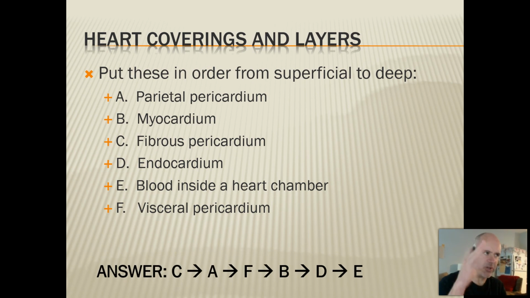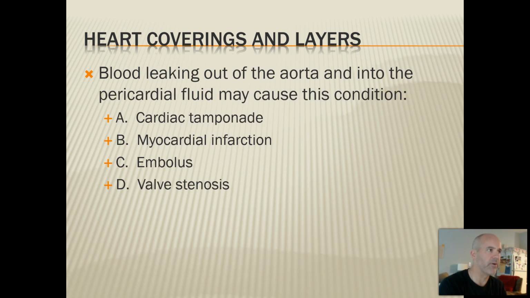All right, so be sure you've got a good visual from superficial to deep of these different layers and coverings. All right, blood leaking out of the aorta and into the pericardial fluid may cause this condition. Which of those? And hopefully you're saying cardiac tamponade, which is an accumulation of fluid where you get blood or excess fluid in between the visceral pericardium and the parietal pericardium, and that puts lots of pressure on the heart. It makes it difficult for the heart to contract properly and circulate blood.